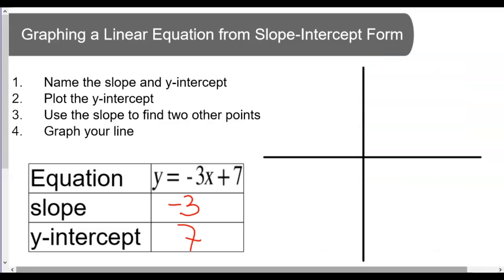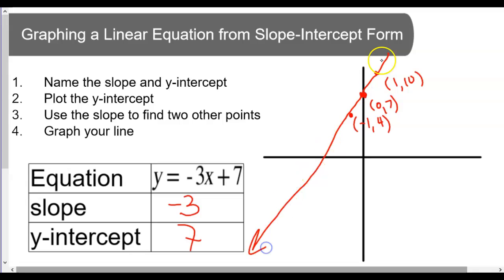If you don't have a coordinate plane, just sketch your axes and then plot where that y-intercept is. Let's say the y-intercept is here on the y-axis at 0, 7. And then just use your slope to find your next 2 points. So I can go up 3, right 1, end up at 1, 10. Or from 0, 7, I can go down 3, left 1. I'm going to end up at negative 1, 4. And once more, connect those points because this line represents the infinite solutions to that equation. And that's how we use slope-intercept form to graph lines.